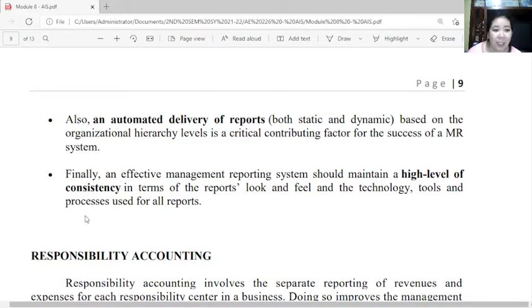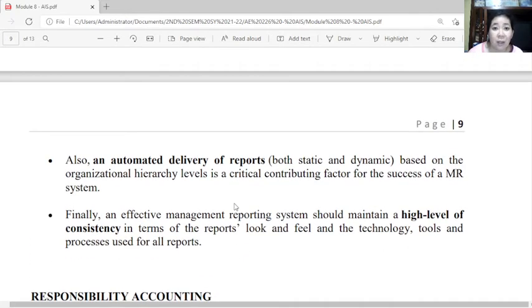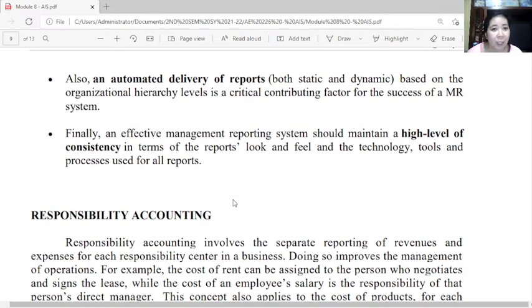And finally, an effective MRS should maintain a high level of consistency in terms of report look and feel, and the technology, tools, and processes used for all of the reports, to maintain uniformity. Also, the reports can be compared with the previous period for decision making purposes. So those are the essentials of having our MRS, and for it to become effective in implementation.